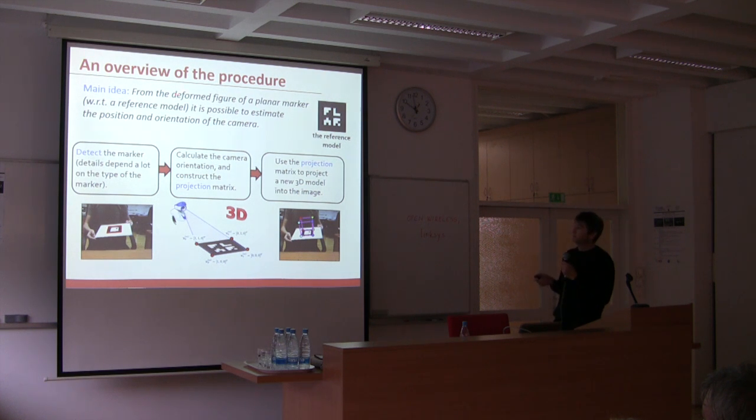So from this deformed figure of a planar marker which we detect in the scene, we are then able to estimate the position and orientation of the camera. And if you remember, this was the main problem in visual augmented reality. So here we see the main steps. First we must detect the marker, then from this we have to calculate the camera orientation, and from the orientation we construct the projection matrix, which we then use to project our 3D model into the video.